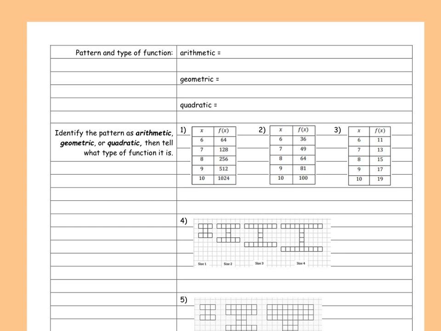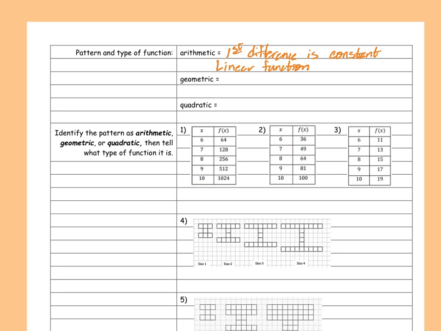We're going to talk about the pattern and type of function. So, for an arithmetic pattern, that means my first difference is constant. Okay, that means they're all the same. My first difference is all the same, right? And also, it means that I have a linear function. Okay?